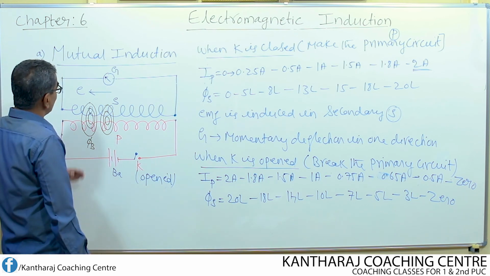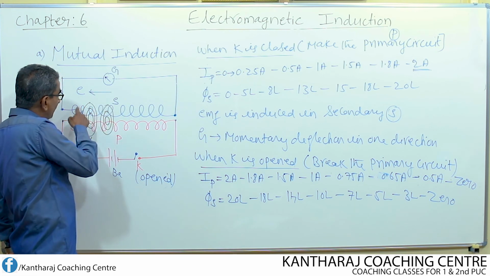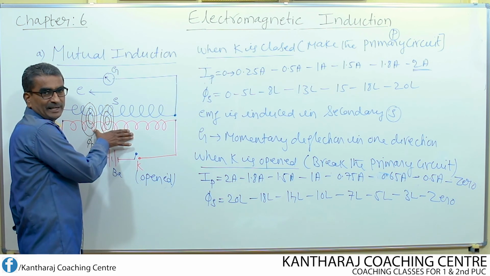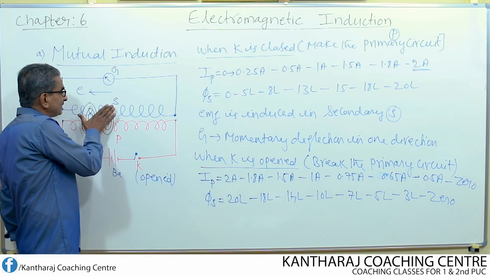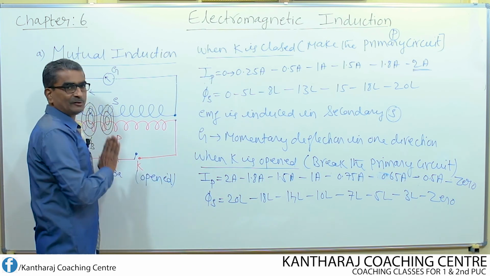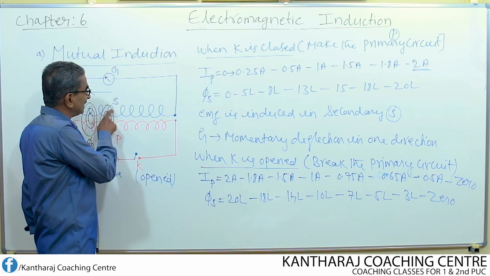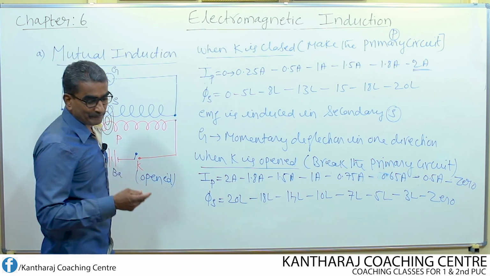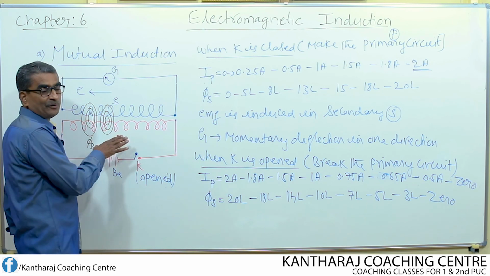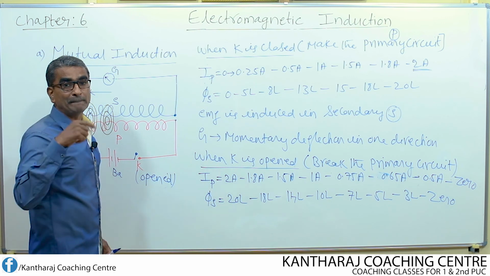Once again, there will be deflection in the secondary coil due to the decrease of magnetic flux linking with the secondary. If current is decreasing in the primary, flux linking with both primary and secondary decreases, but we consider the decrease of flux only with respect to the secondary, not the primary. So, when flux change takes place in a decreasing manner in the secondary, EMF is induced, but this time the induced EMF is opposite to the direction of the EMF that is induced during make.